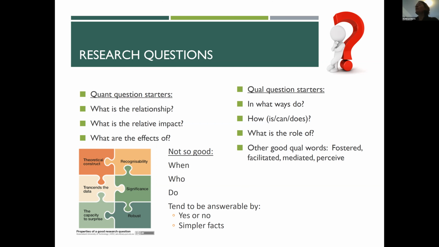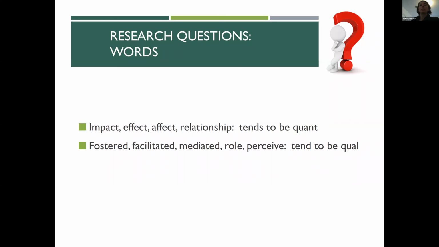We saw influence. What is not so good is when, who, or do. These questions tend to be answered by simple facts or yes or no answers. So be aware of that as you brainstorm. Okay, so again, a reminder that impact, effect, and relationship tend to be quant, while fostered, facilitated, mediated, role, perceive tend to be qualitative. You may end up with 2 questions, especially if you're doing mixed methods.